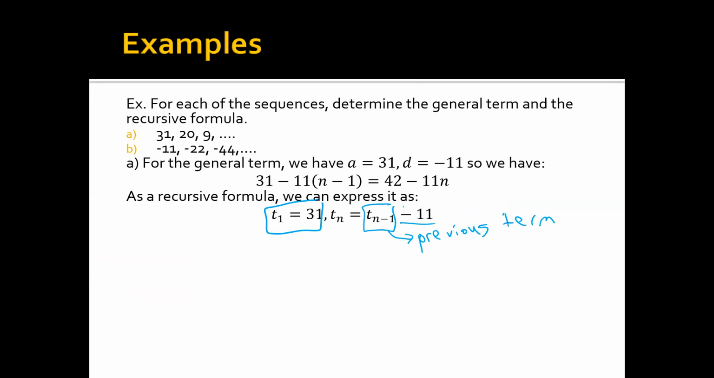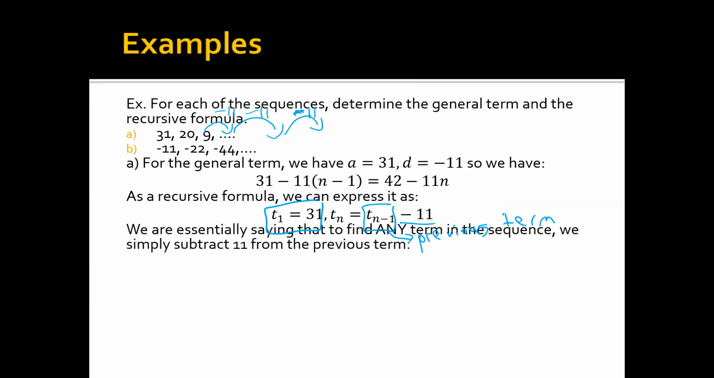So if I want to find the next term, I'm basically saying step by step what we're doing. Take the previous term and subtract 11. Take the previous term and subtract 11 again. That's essentially what we're saying with the recursive formula. We're saying it more explicitly there. So that's essentially the rule.